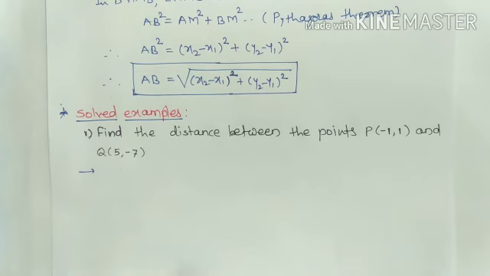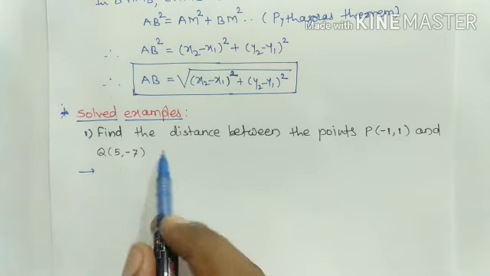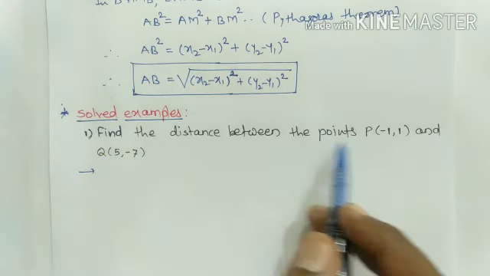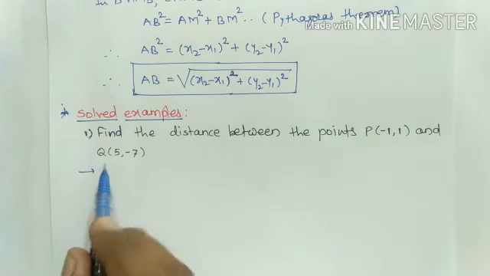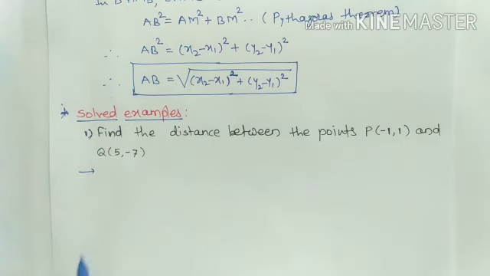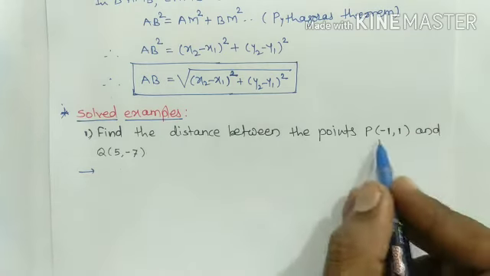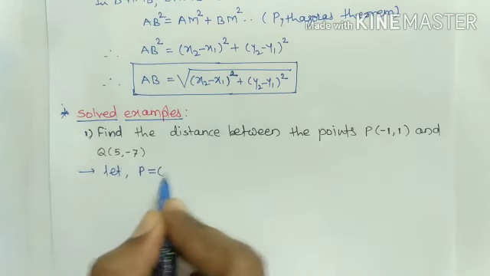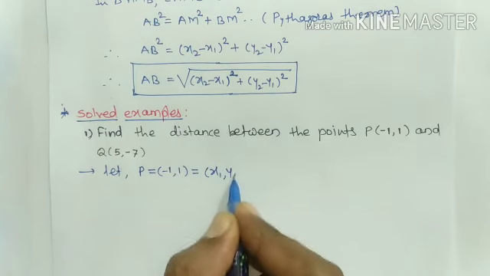Now, here we are going to solve the examples based on this distance formula. Some solved examples are given in our textbook. So let's start to solve this. The first example is: find the distance between the points P having the coordinates -1, 1 and Q having the coordinates 5, -7. See, let the coordinates of point P be x1, y1. So let the coordinates of point P, -1, 1, equal x1, y1.